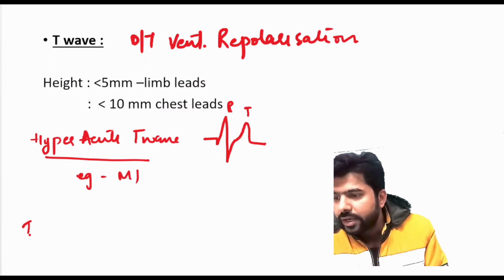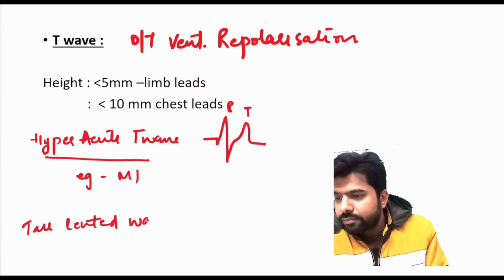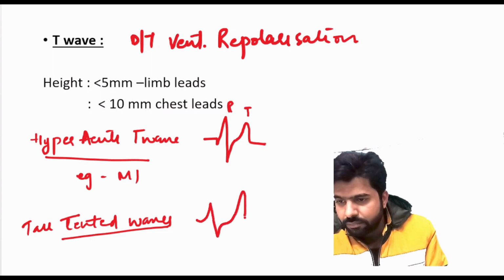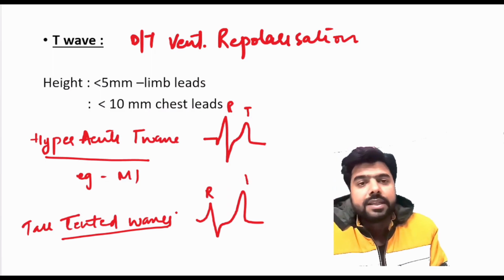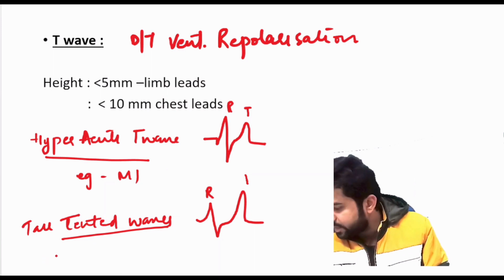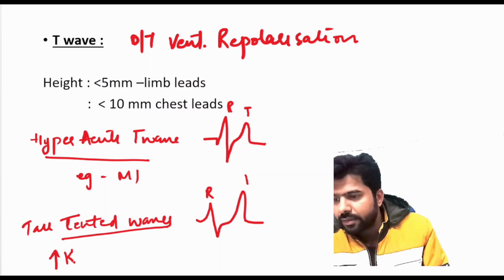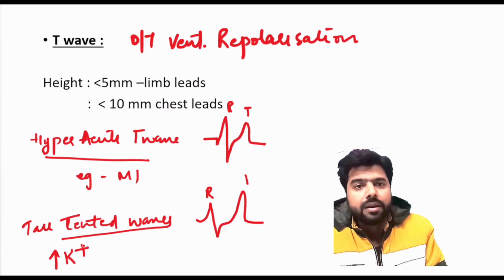Now the tall tented T waves. See, this is the Q, this is R, and this is T. And then the T wave is larger than the R wave, and this is seen basically in hyperkalemia. Okay.